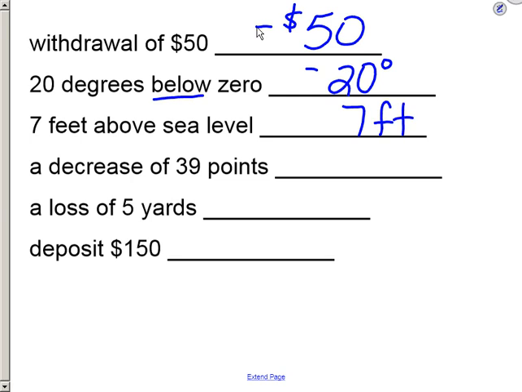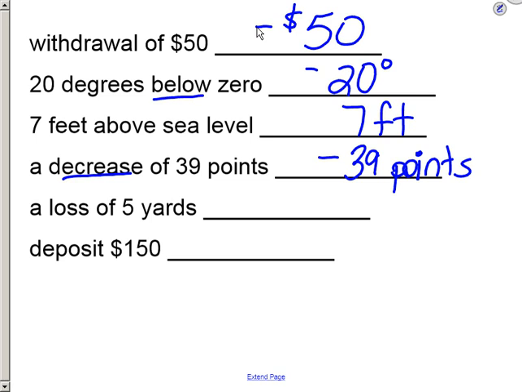That means that wherever we're at, we're 7 feet above what sea level would be, or 7 feet higher than sea level. So in that situation, 0 means sea level. A decrease of 39 points. The word decrease means goes down, so that's going to be a negative 39 points. That could be something like the stock market, where we talk about points, or if you're playing a game and you have a 39-point penalty, then that would be a negative 39.